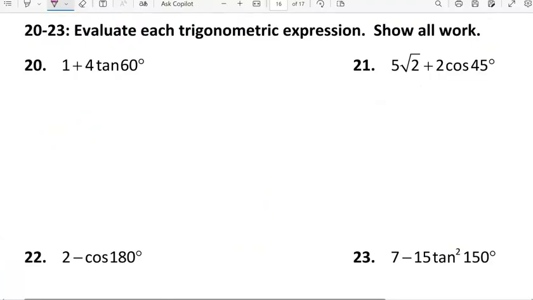In 20 through 23, we're evaluating each trigonometric expression. So we have a 60-degree angle in number 20. That's a first quadrant angle, so I can sketch that.